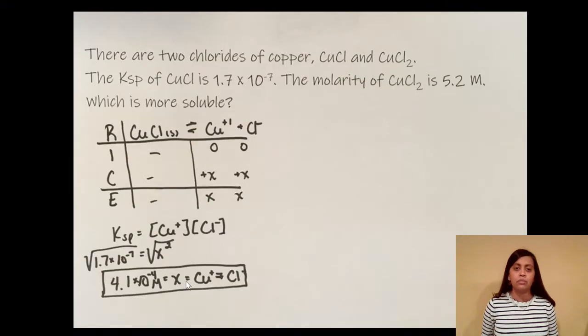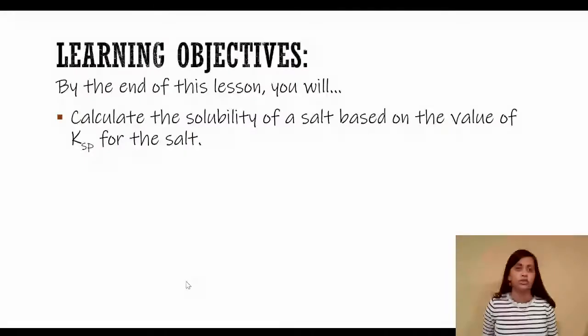When we're comparing how much will dissolve of CuCl versus CuCl2, we can see the molarity of CuCl is 4.1 times 10 to the negative 4th molar, whereas the molarity of CuCl2 is 5.2 molar. So we see that CuCl2 actually has a greater molarity, hence it'll be able to dissolve more and be more soluble. So at this point, can you calculate the solubility of a salt based upon the values of Ksp?